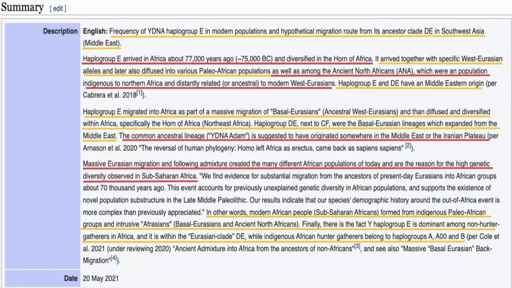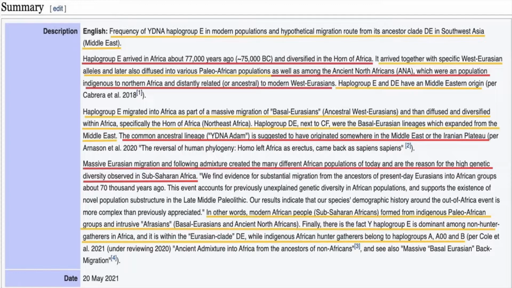And so, frequency of Y-DNA haplogroup E in modern populations and hypothetical migration route from its ancestor clade DE in Southwest Asia, the Middle East. Haplogroup E arrived in Africa about 77,000 years ago and diversified in the Horn of Africa. It arrived together with specific West Eurasian alleles and later also diffused into various Paleo-African populations, as well as among the ancient North Africans, which were a population indigenous to North Africa and distinctly related or ancestral to modern West Eurasians. Haplogroup E and DE have a Middle Eastern origin.